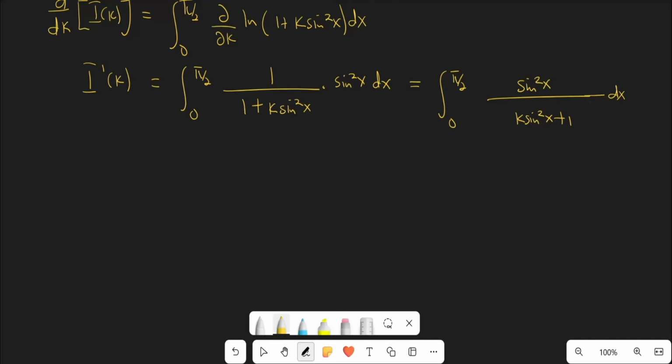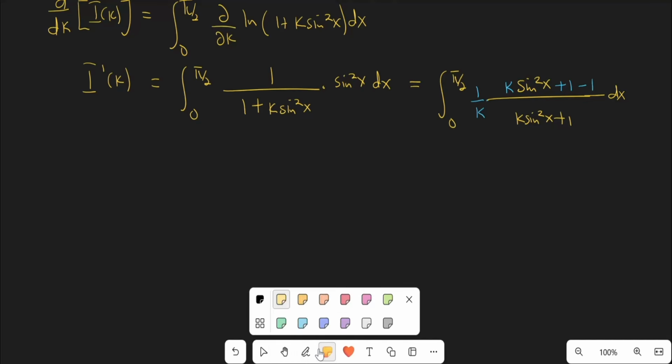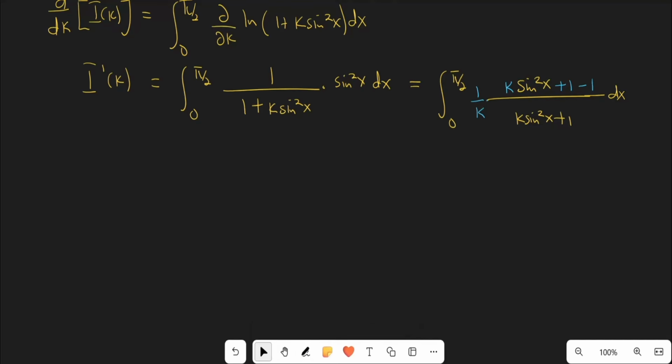Now I'm going to manipulate this integral. So this integral permits me to multiply the numerator by k. When I do that, I have to nullify the effect by multiplying the integral by 1 over k, right? Next is to add 1 to the numerator and subtract 1 from the numerator. And when I do that, the integral now looks like this.